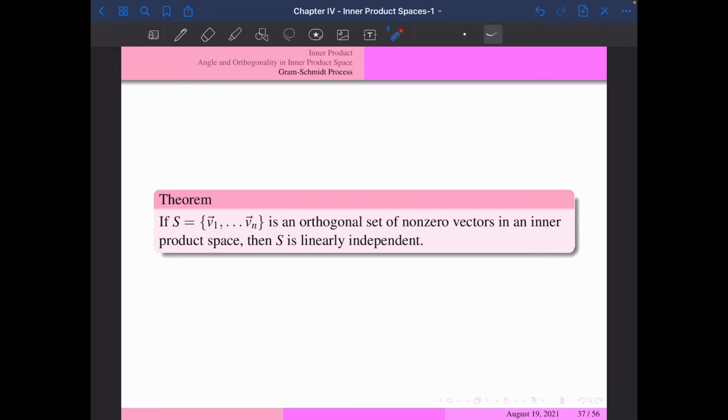From this, I think the method to check that the set is orthogonal is easier than the method to check that it is linearly independent. So how do we prove it? The proof is very easy.